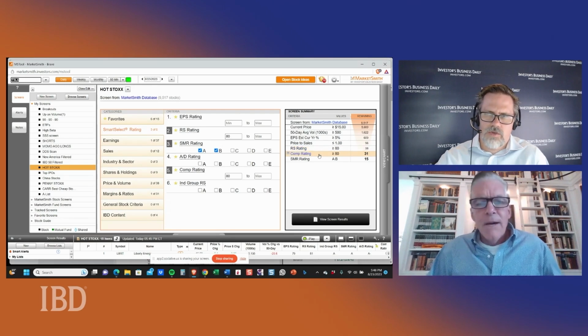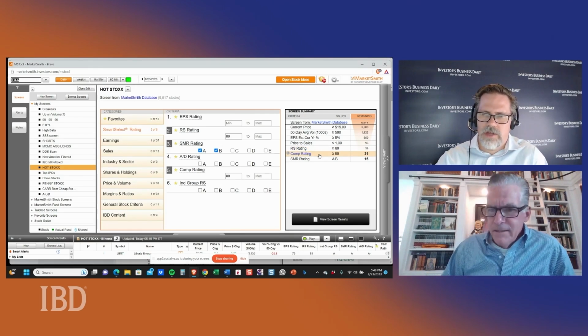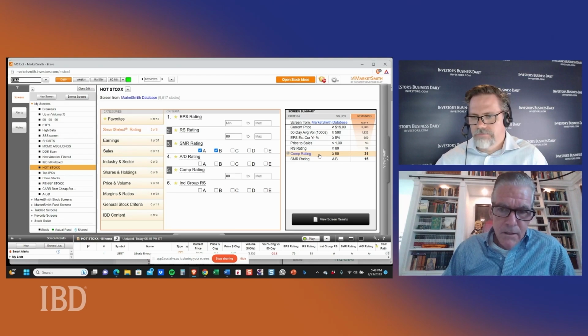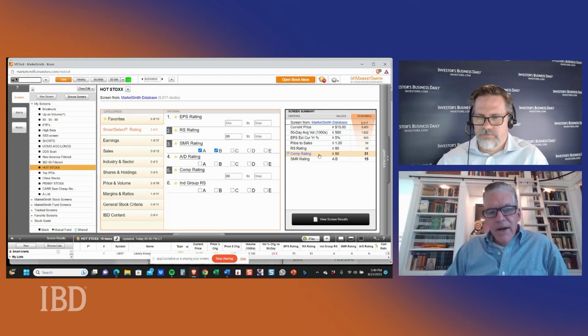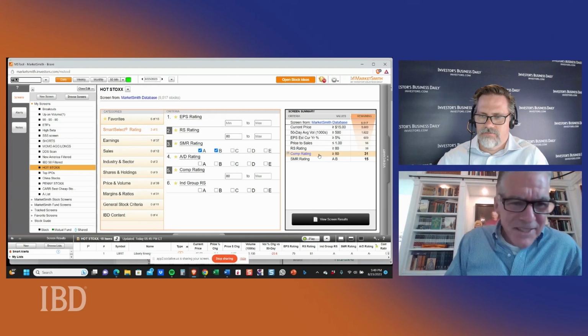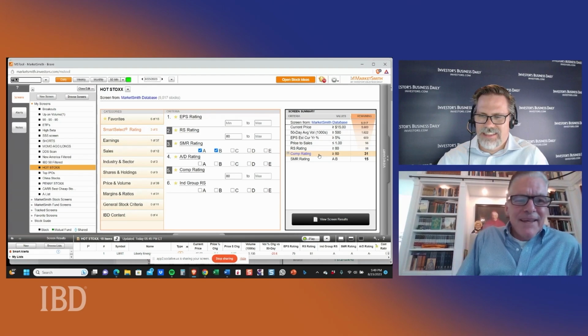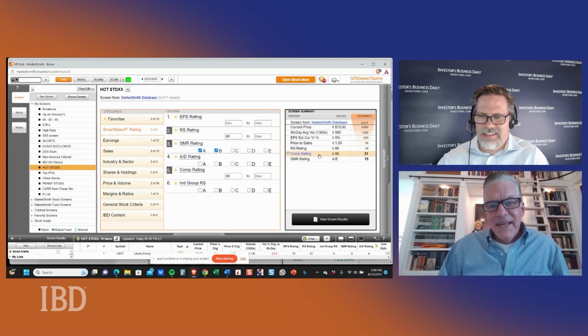I have just a quick question on the RS rating. Do you ever play around with shorter term RS ratings? Because you could put in like a 3-month. Do you ever do that, or do you stick with the 12-month? No, I haven't. I'm only using the Smart Select rating here. But that's a great tip, though. I'll have to see what other kinds of stocks that would bring up.